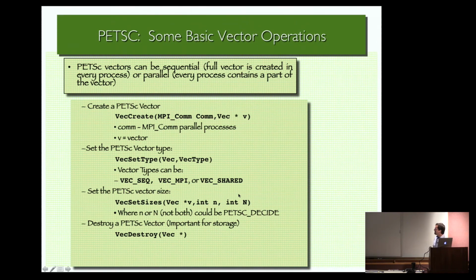And then, of course, you want to set your vector size, the local size, and so you have these little n's and big N's. The little n is the local size. The big N is the global size of the array across your parallel machine. And then you have your handle for the local piece of your vector that you're able to access. And then, of course, your destructor.